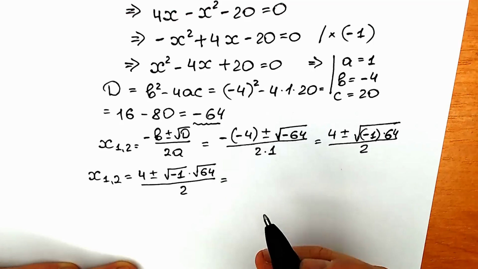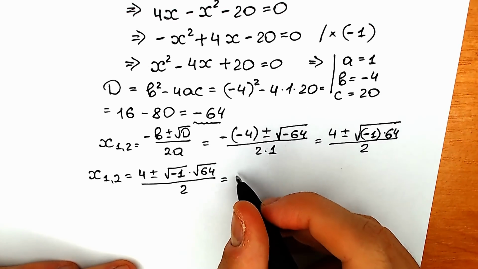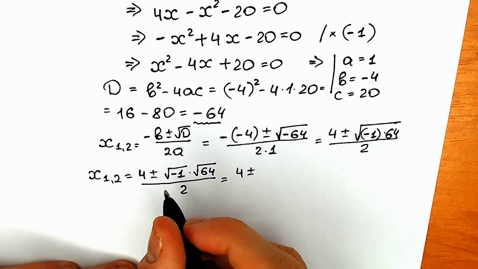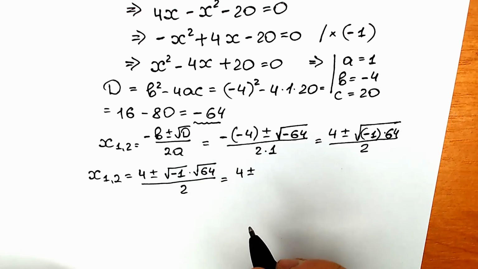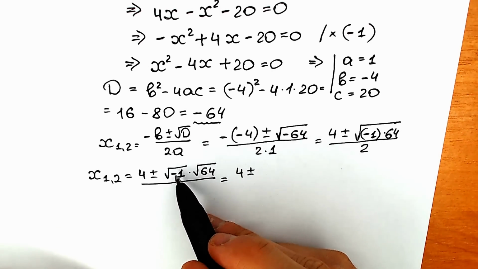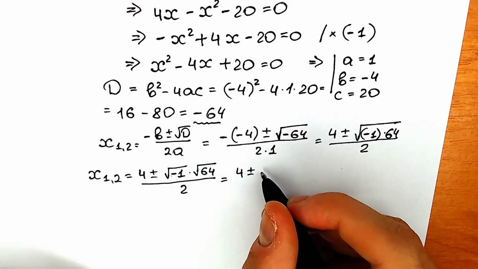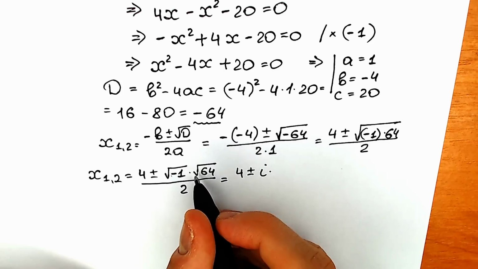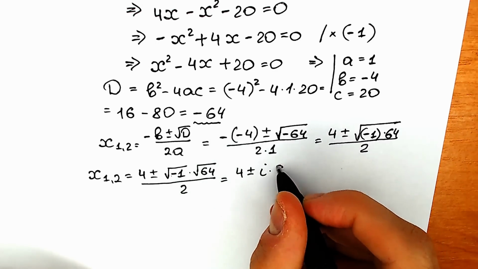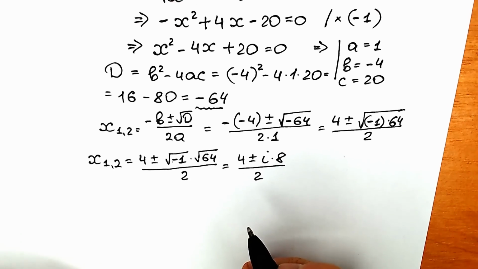And right now the final tricky move: the square root of 64 is equal to 8. Everyone should know about it. So as a result, we have 4 plus minus. And don't forget about this square root of minus 1. This is our imaginary unit, because in terms of real numbers, we can't find the square root of a negative value. So right now this is our complex unit, this is our i, times the square root of 64 equal to 8, and we divide all of this stuff by 2. I really hope you understand this step.